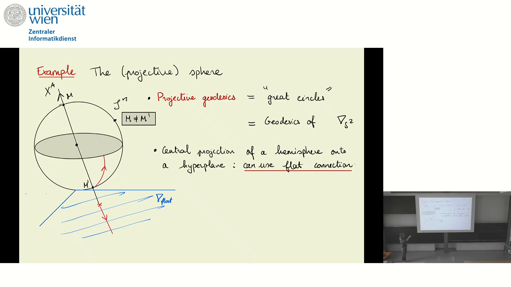Okay, and so we can see it has a natural projective structure. So the geodesics are the great circles, which are, of course, the geodesics of the round metric, your standard metric on the sphere. And if you project down, centrally project down, you see that they get mapped to lines. So at least on each of these hemispheres, these are projectively equivalent to the flat connection.